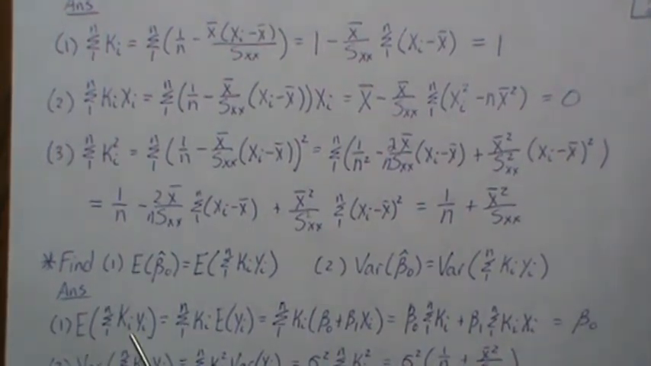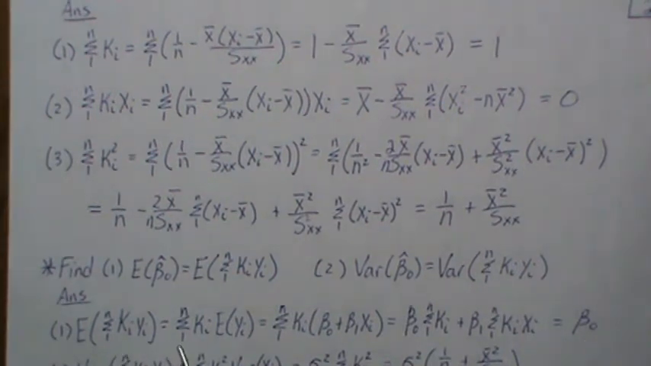So we take the expected value, and the expected value comes into the y, and that is the line, beta 0 plus beta 1 x_i. So now we multiply that and distribute the sum. But this sums to 1 and this sums to 0, and we're left with beta 0. So it's an unbiased estimate.